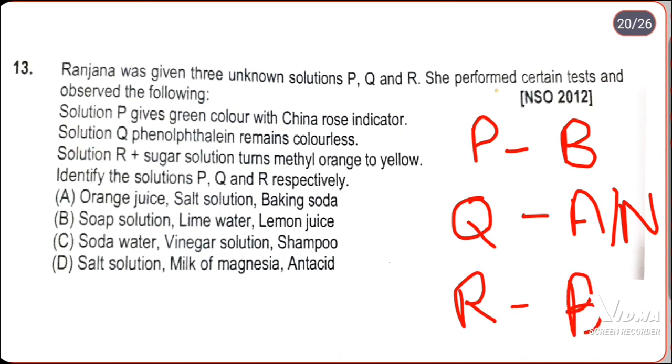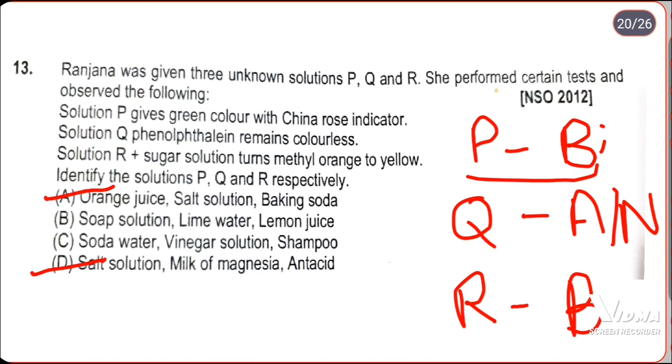Now P is basic in nature, right? So orange juice will not be the answer because orange juice is acidic, and salt solution will also not come because salt solution is neutral. So either option B or option C can be the correct answer.